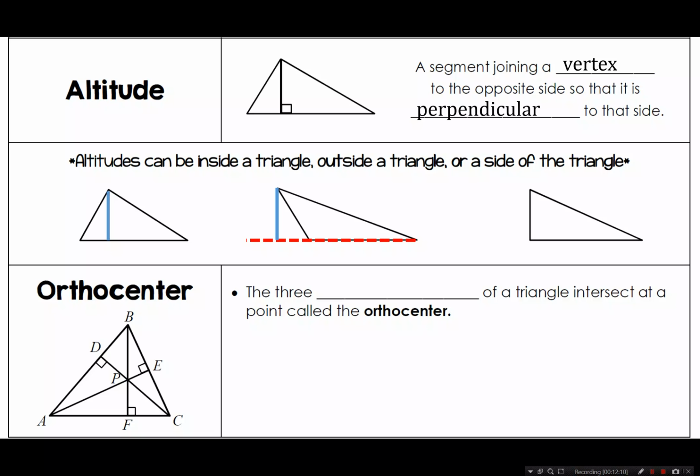And in the third triangle here, we have a right triangle. The altitude is just that side going straight up and down. That would end up making it perpendicular there. The orthocenter is where the three altitudes intersect. We're not really going to be using the orthocenter that much right now, so there's not really rules for it. Just remember where the three altitudes meet is the orthocenter.